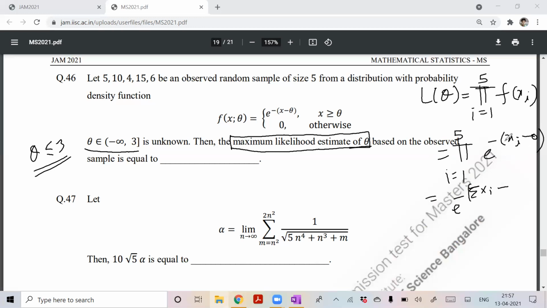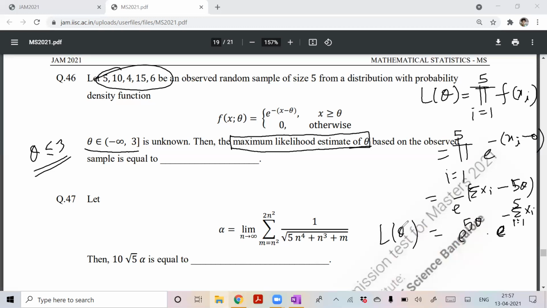We have to multiply each of the 5 terms. When the bases are equal, the powers will be added: summation xi minus n theta, and n is 5, so 5 theta. If you simplify, you will get e raised to the power plus 5 theta into e raised to the power minus summation xi, i from 1 to 5. You can add all these xi. Actually, we don't need this to be L3.